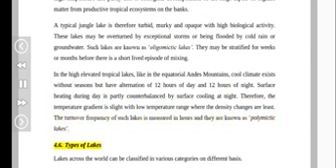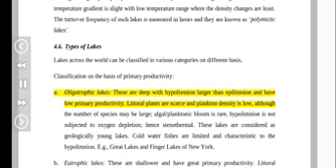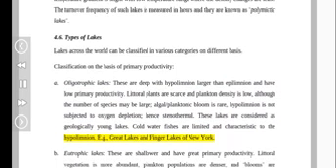Types of lakes. Lakes across the world can be classified in various categories on different bases. Classification on the basis of primary productivity. A. Oligotrophic lakes. These are deep with hypolimnion larger than epilimnion and have low primary productivity. Littoral plants are scarce and plankton density is low, although the number of species may be large. Algal planktonic bloom is rare. Hypolimnion is not subjected to oxygen depletion, hence stenothermal. These lakes are considered as geologically young lakes. Cold water fishes are limited and characteristic to the hypolimnion, e.g., Great Lakes and Finger Lakes of New York.